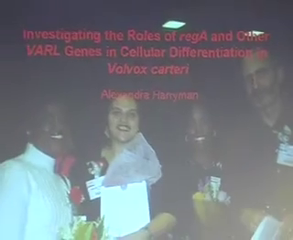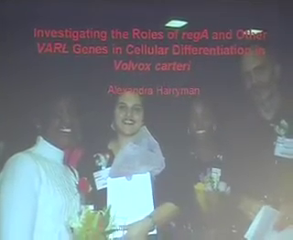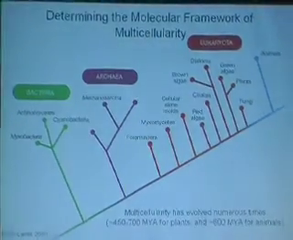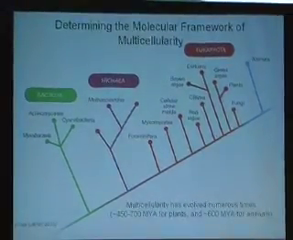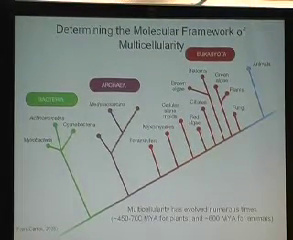All right, so good morning. As Steve mentioned, I was an M8, and I'm currently a fourth-year student in his lab at UMBC. And the title of my talk is Investigating the Roles of Reg A and Other Varl Genes in Cellular Differentiation in Volvox Carteri. So one of the main questions that our lab seeks to answer is, how did multicellularity arise? In other words, how does one cell type give rise to two different cell types?